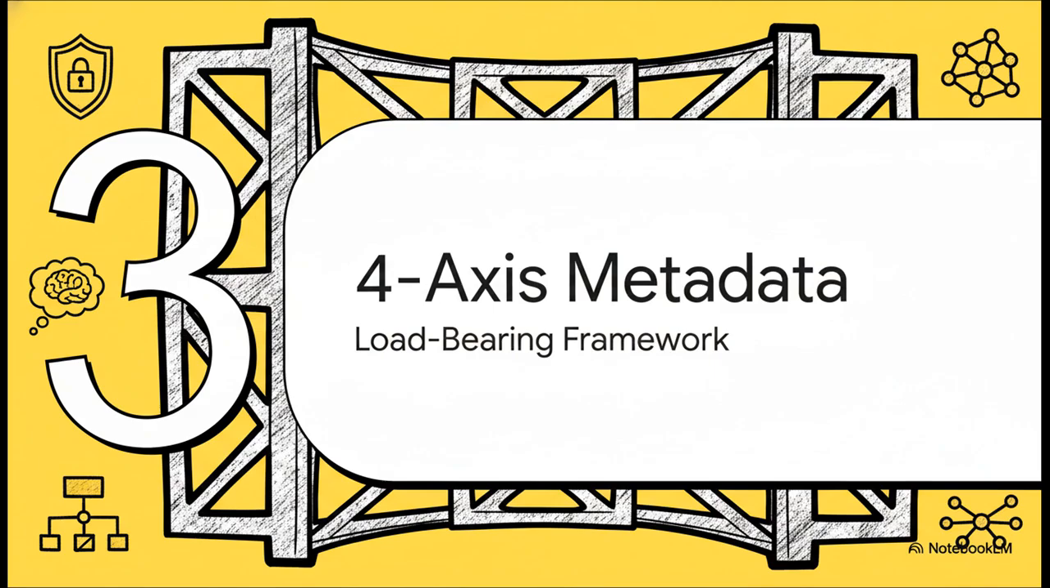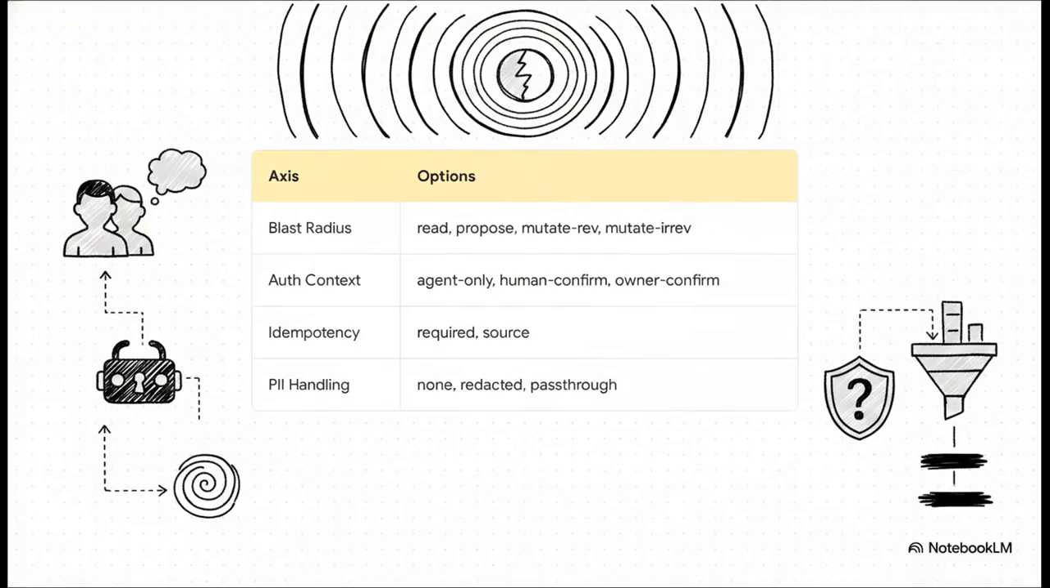That brings us to part 3, the 4-axis metadata block. This is the load-bearing framework of our whole explainer today. Think of this framework as your ultimate grading rubric. Every single tool in your catalog must declare these 4 axes: blast radius, authentication context, idempotency token rules, and PII or secret handling protocols. Is it just reading data or irreversibly mutating a system? Can the agent go solo or does it need human sign-off? Answering these 4 questions isn't just a best practice, it's completely non-negotiable.